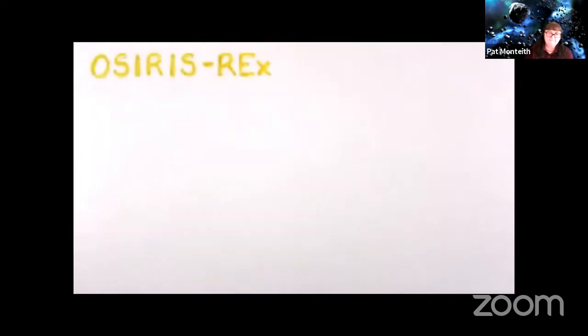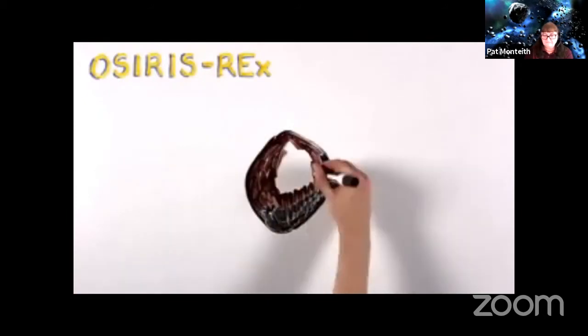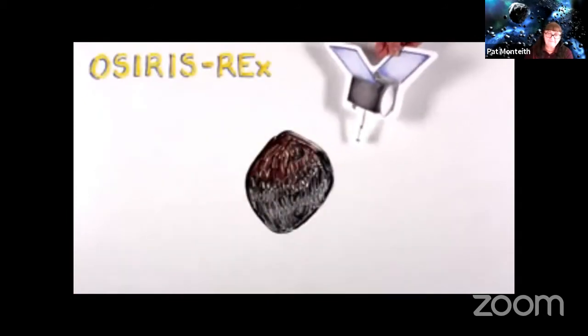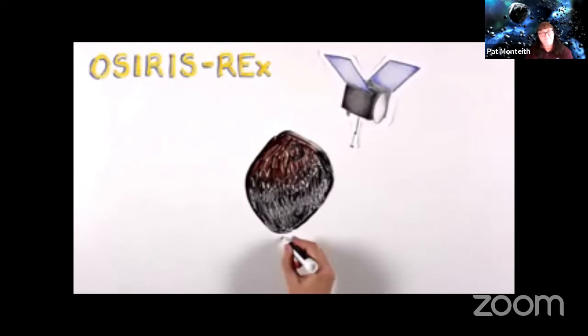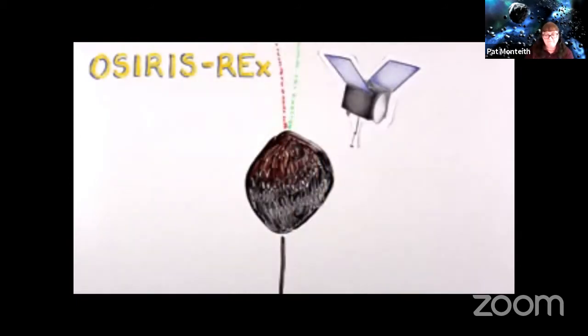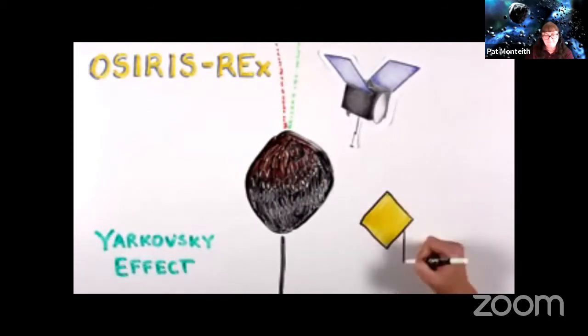The OSIRIS-REx mission is sending a spacecraft to visit one of these potentially hazardous asteroids named Bennu. OSIRIS-REx will precisely measure Bennu's orbit and the small orbit deviations caused by sunlight as a result of the Yarkovsky effect, to determine whether Bennu will impact the Earth in about 200 years.